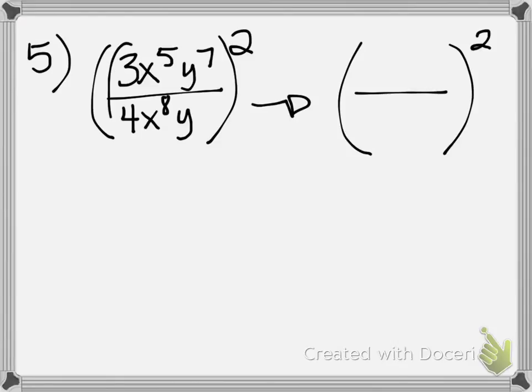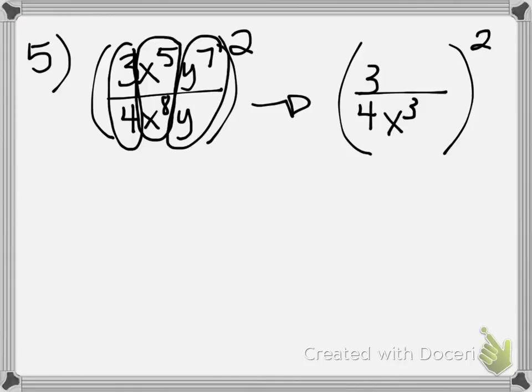So first I'm going to look at the 3 and 4. Nothing that I can simplify, so that's going to be 3 and 4. Now I'm going to look at my x's. So 8 is bigger than 5, therefore x stays in the denominator, and I'm going to do 8 minus 5, which is 3. So I have x to the 3rd power. Then I have my y's. 7 is bigger than 1, because remember it's understood that that's a 1. So y is going to stay in my numerator, and 7 minus 1 is 6.